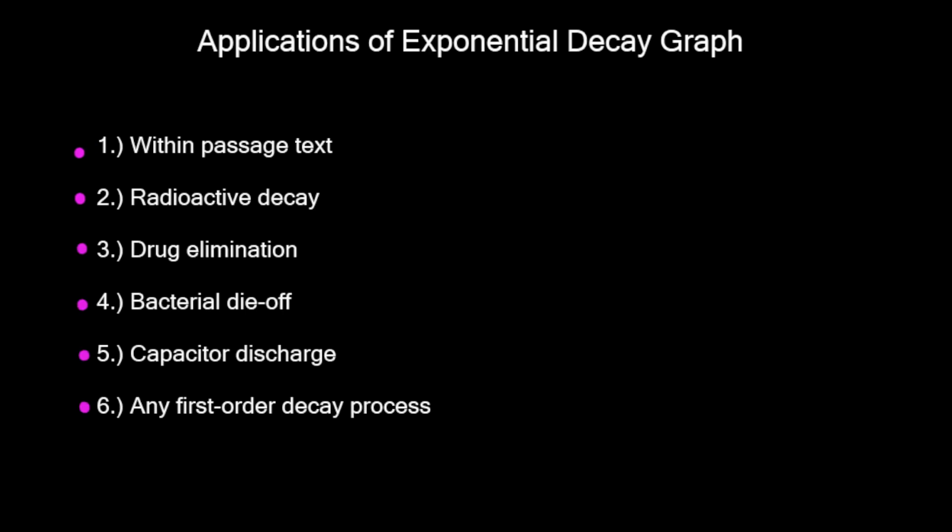So you might be wondering, why do we even need to learn exponential decay graphs? On the MCAT, these graphs actually show up in several important places. Here are some of the most common places. One, inside the text passage, they may show you data in exponential form. Two, radioactive decay questions. Three, drug elimination and first order pharmacokinetics. Four, bacterial die-offs or population decline. Five, capacitor discharge in basic physics. And six, any first order decay process. All right, now let's move on to semi-log plots.